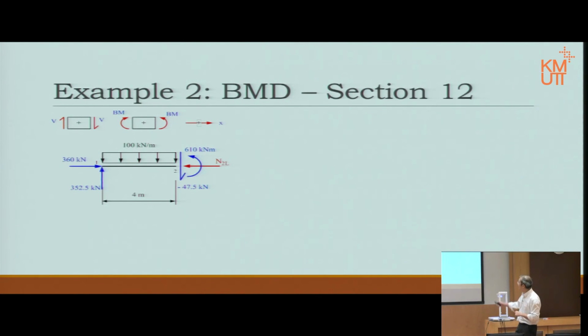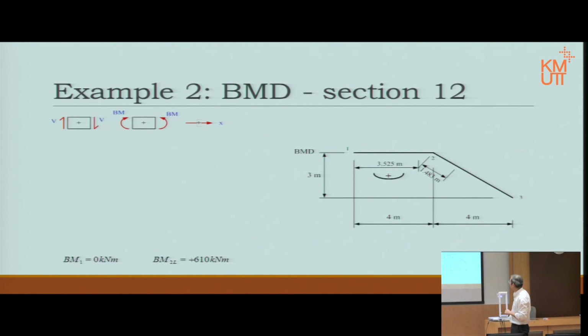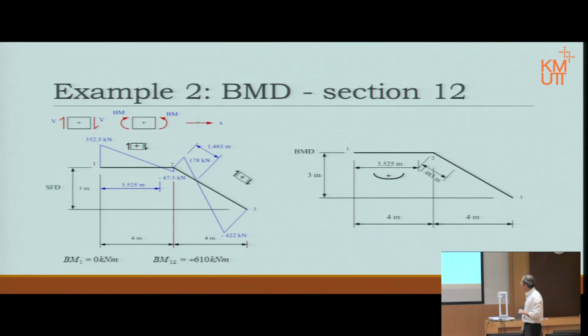Okay, that is the free body diagram. So bending moment at point 1, as I mentioned before, must be 0. There is no change there. Then bending moment at point 2, well, we calculated this as well. We got the value. Okay, so then we mark it 0 and then minus 160.